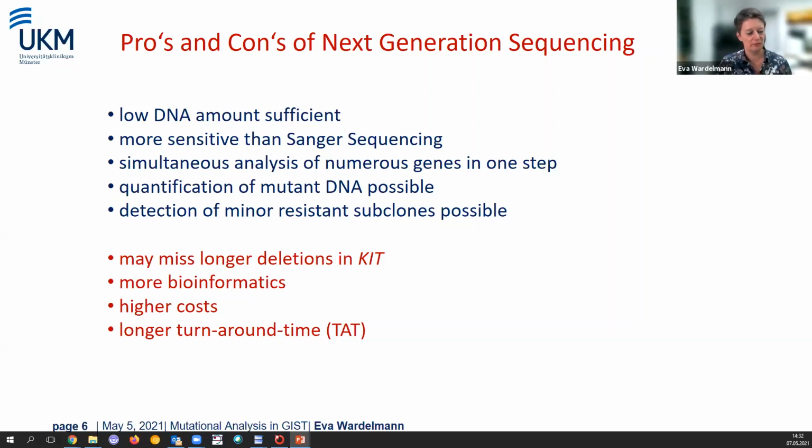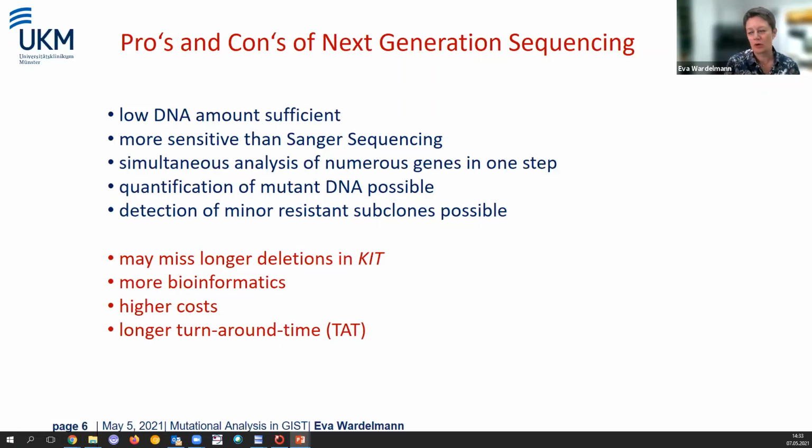As you heard already before, under treatment, resistance can occur, and this is often due to new mutations in KIT. So this is all good, but the bad things are we can miss longer deletions. This is a technical issue. For this reason, if we have a so-called wild-type GIST after our first NGS, then we normally add a Sanger sequencing. So we go back to our historical approach, not to miss any of the longer deletions, especially in KIT exon 11, because they are very sensitive to imatinib, so it would be stupid to miss them.